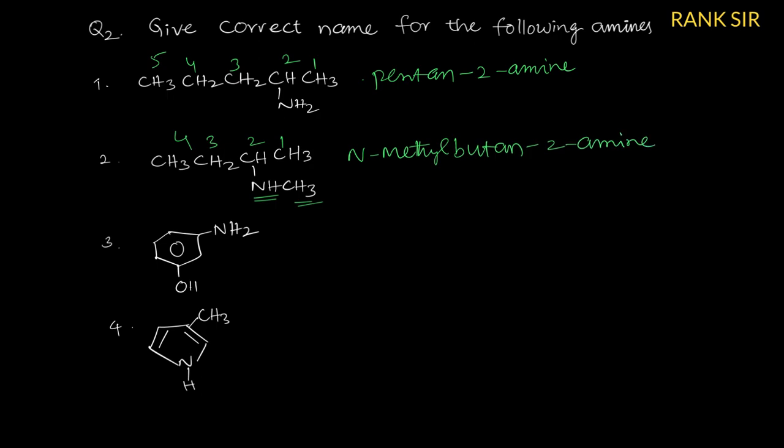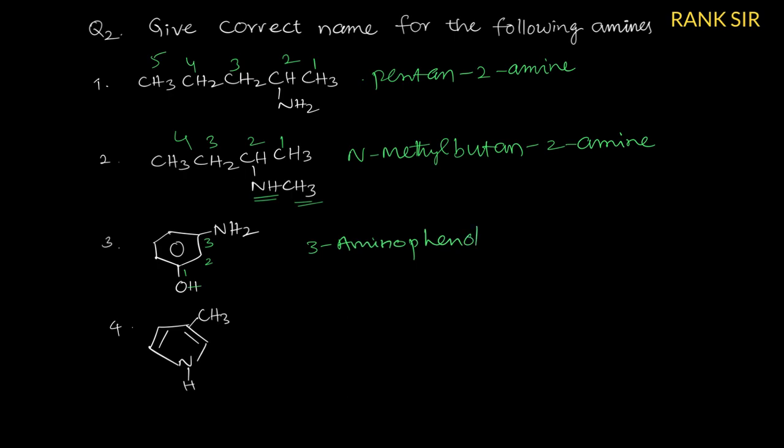Next one, this is called aniline and this is called hydroxy. But the hydroxy group is the first priority group over the NH2 group. Therefore, we have to give numbering 1, 2, 3. Then what you call this is 3 amino phenol.